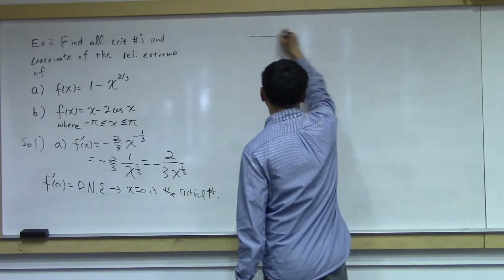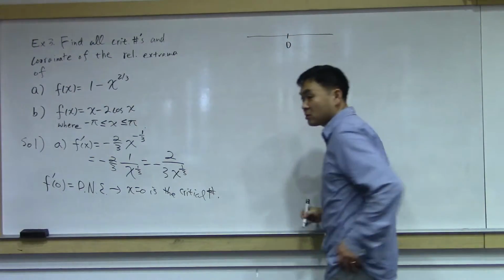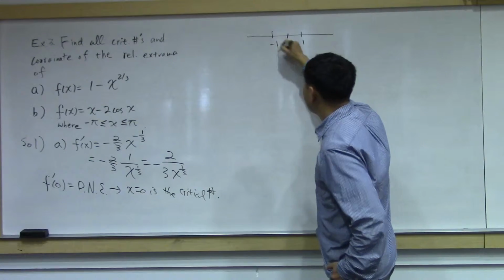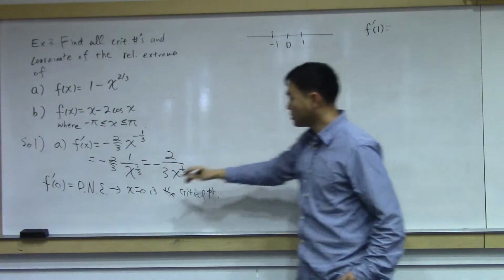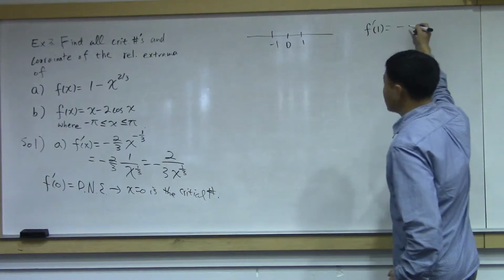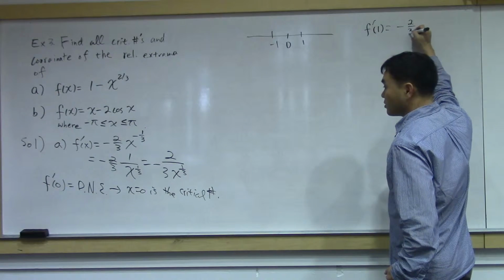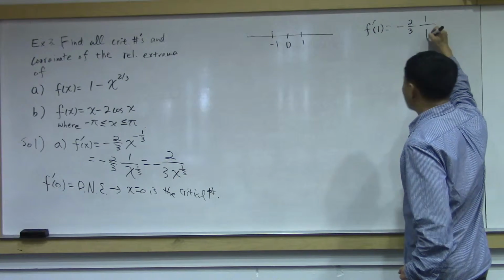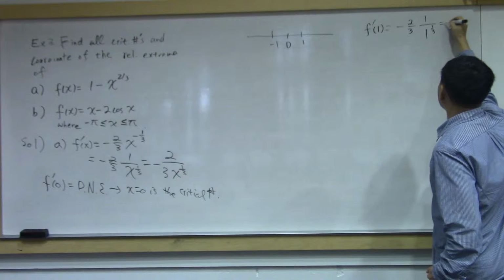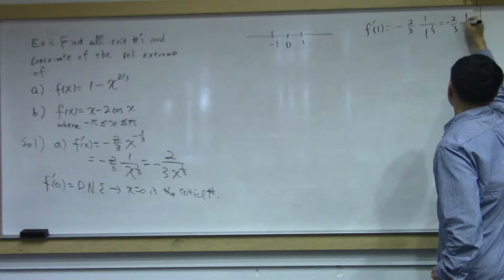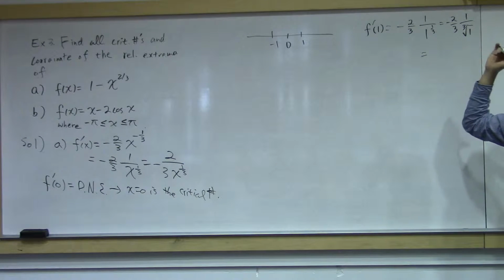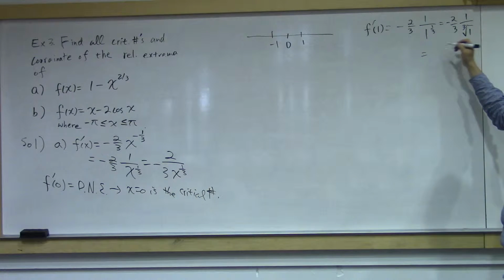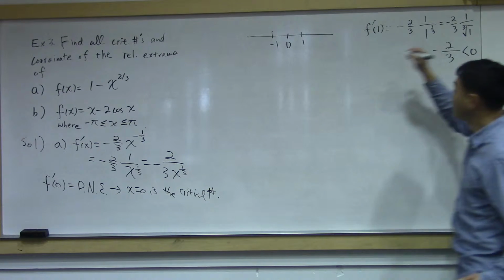Now let's do the same. Place 0 on the number line. Let's plug in 1 and negative 1 and see what you get. What's f prime of 1? Well, it's negative 2/3, 1 over 1 to the 1/3 power. 1/3 power means what? That's cube root, right? What's cube root of 1? Cube root of 1 is just 1, right? So that's negative.